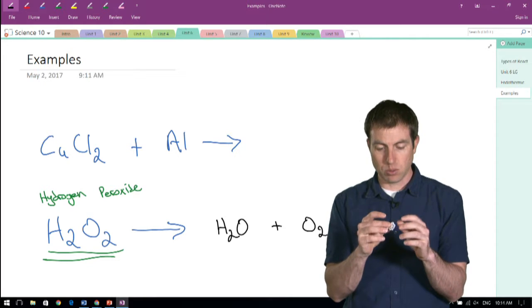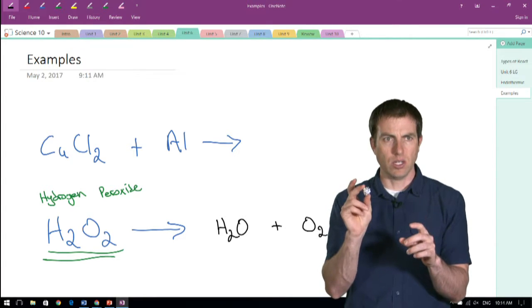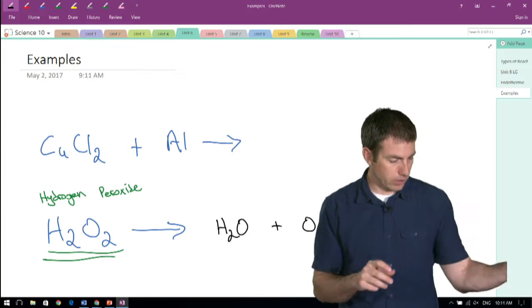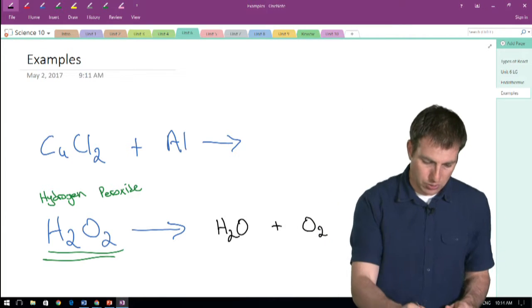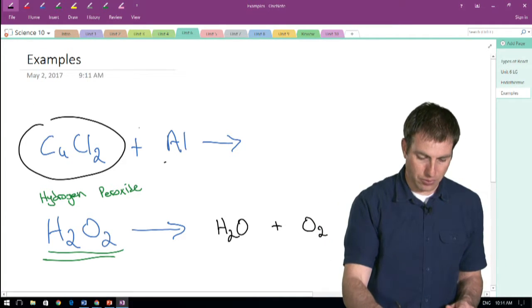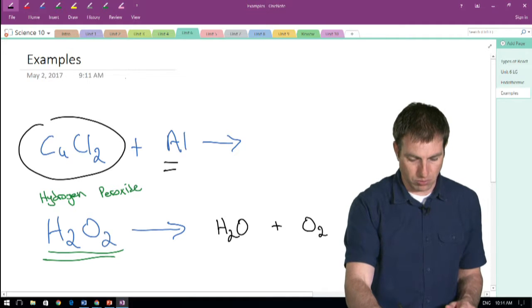And I'm going to predict what's going to happen. So aluminum, just Al by itself. What do we think? So we have copper 2 chloride, which is that blue stuff. We have aluminum, which is just tin foil.